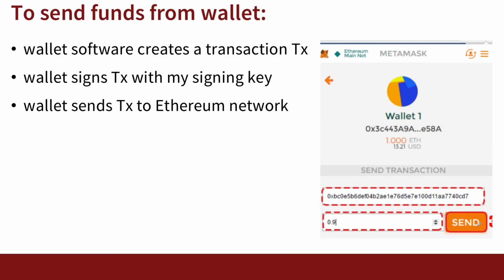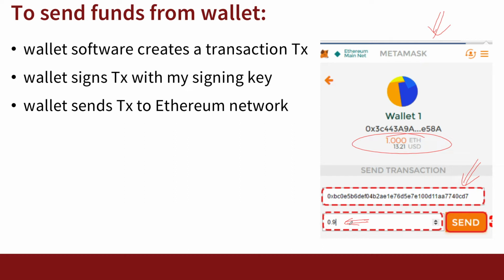Suppose I want to send funds from my wallet. So here's an example transaction that I might want to issue. In this case, my wallet has 1 ETH, as we said. And then I want to send a transaction to this particular Ethereum address. The amount of money I want to send is 0.9 Ether. Okay, so that's what I'm asking MetaMask to do.